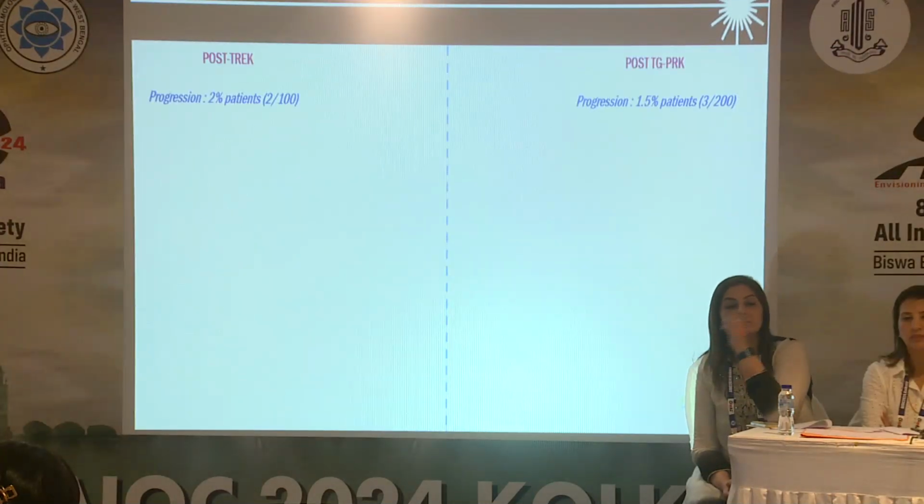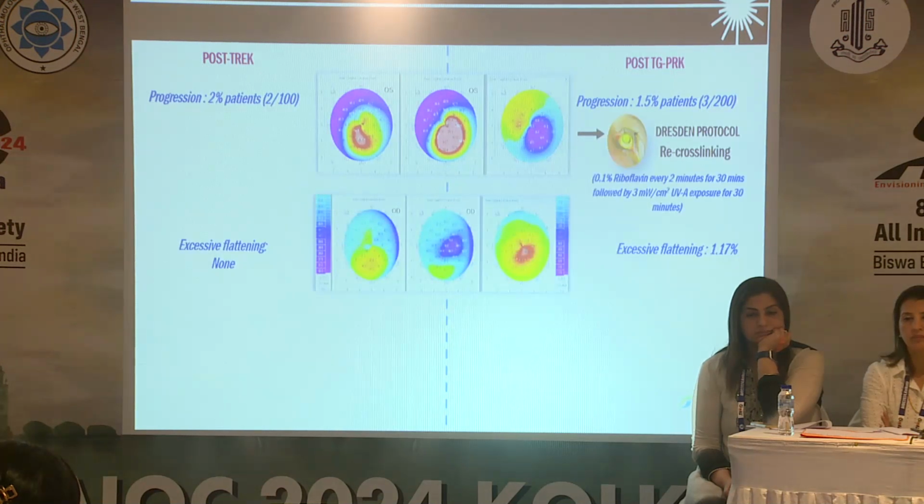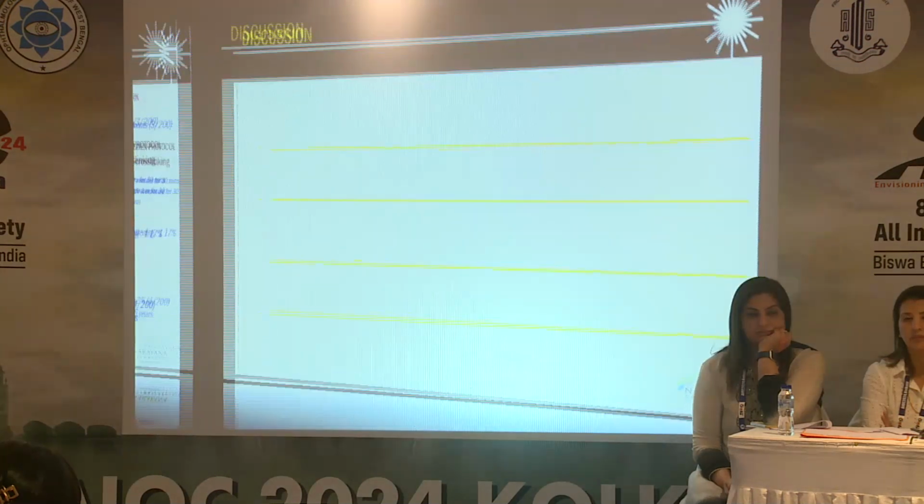So we did come across a few complications. Approximately 2% patients progressed 5 years post-TREC, and 1.5%, that is 3 out of 200 patients post-TPRK. These were treated with the Dresden protocol subsequently. We didn't see any excessive flattening in patients who underwent TREC. There was 1.17% flattening in the TPRK group. And we did see a loss of lines in 3 out of 100 patients in TREC and 2% in the TPRK group at 5 years post-op.